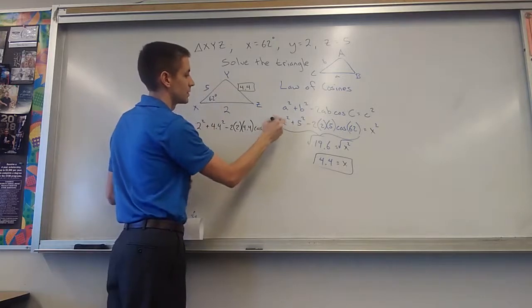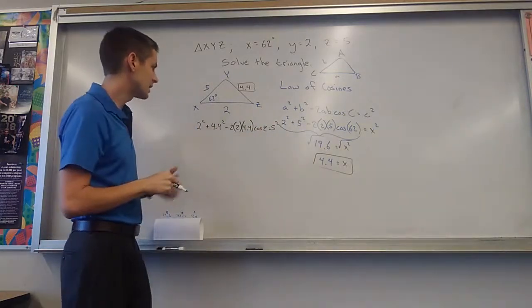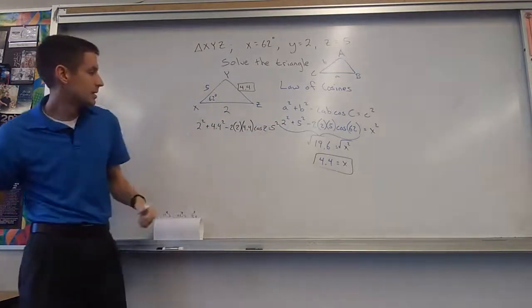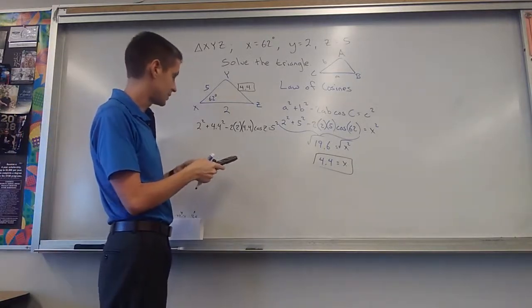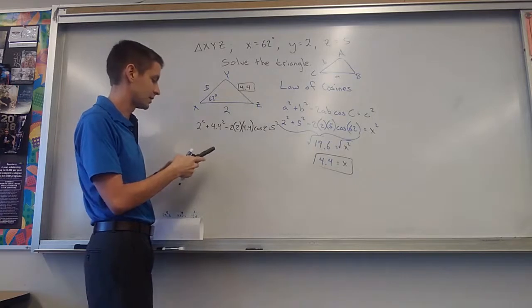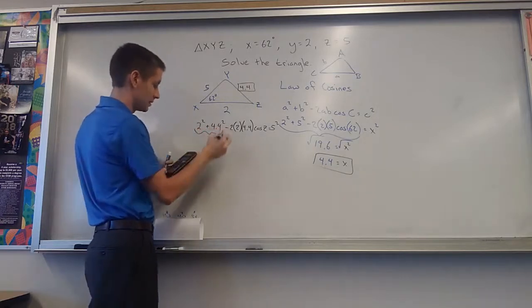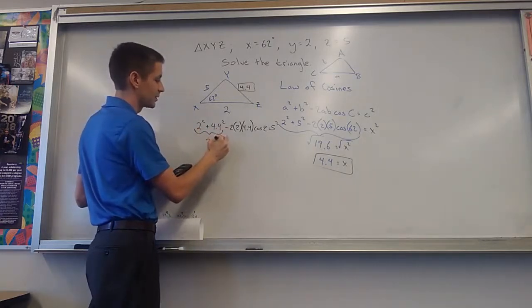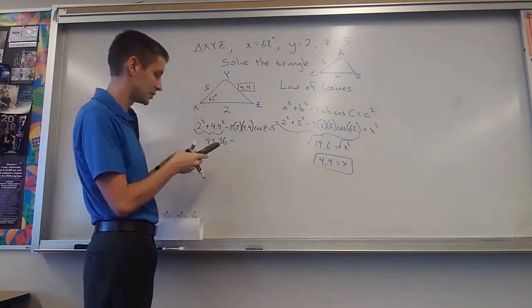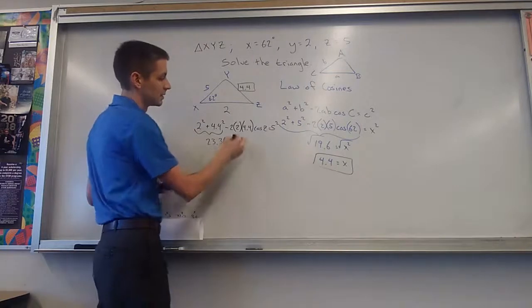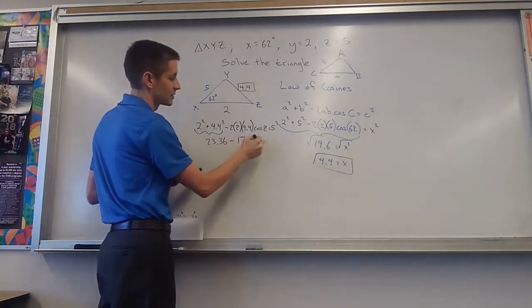So if I take these, the 2 squared plus 4.4 squared, I'm going to combine these here, and that gives me 23.36 minus, if I take the two 2's and multiply it by the 4.4, I'm going to get 17.6 times the cosine of z is equal to the 5 squared, which is 25.